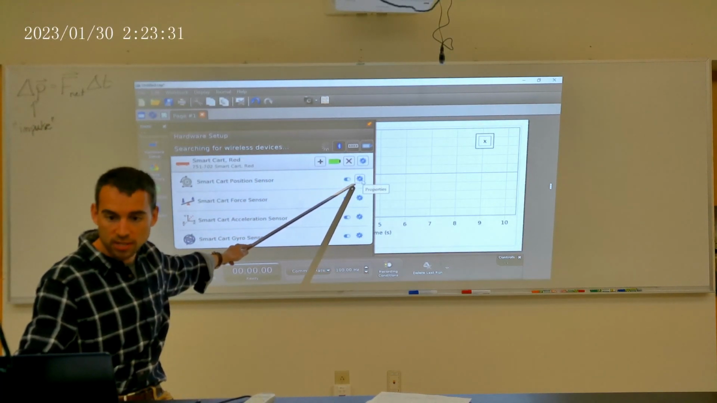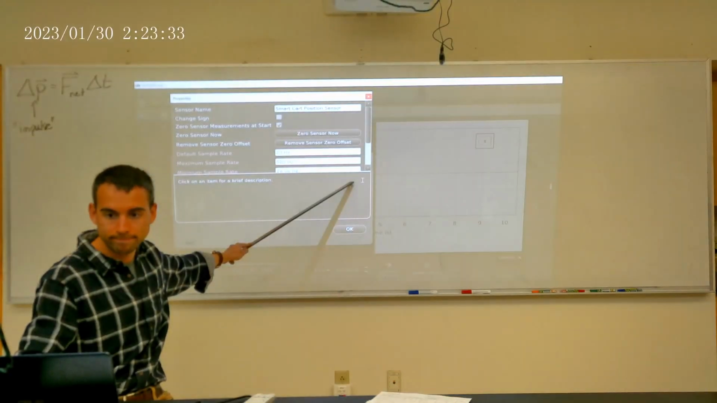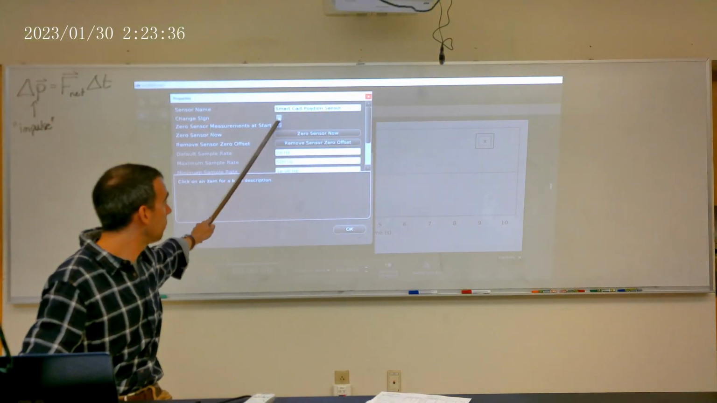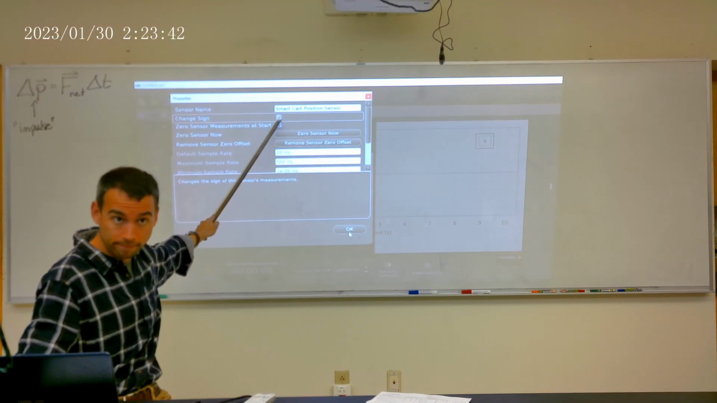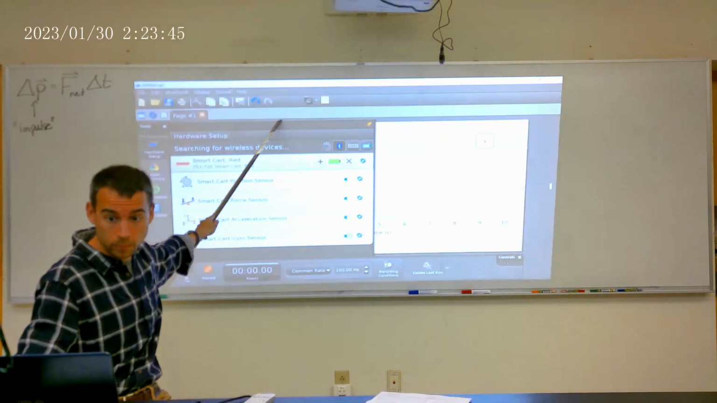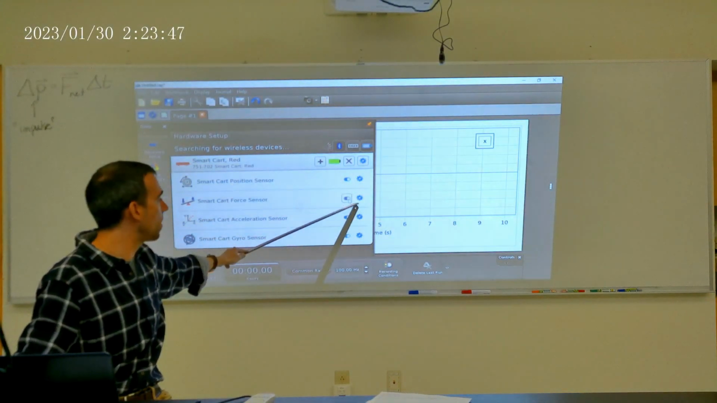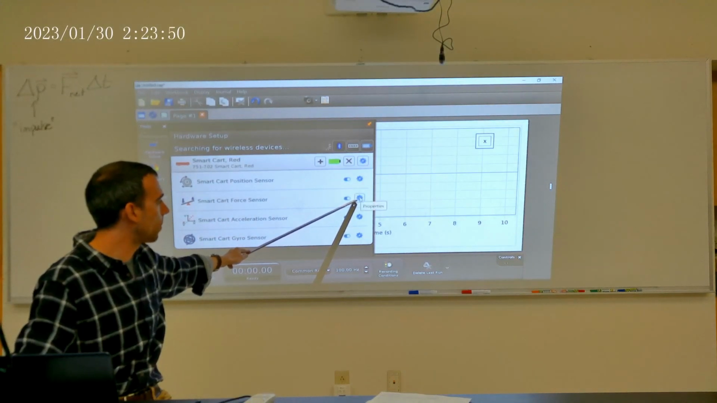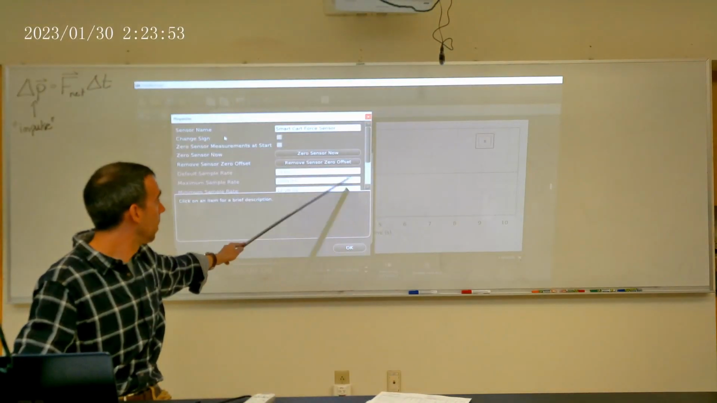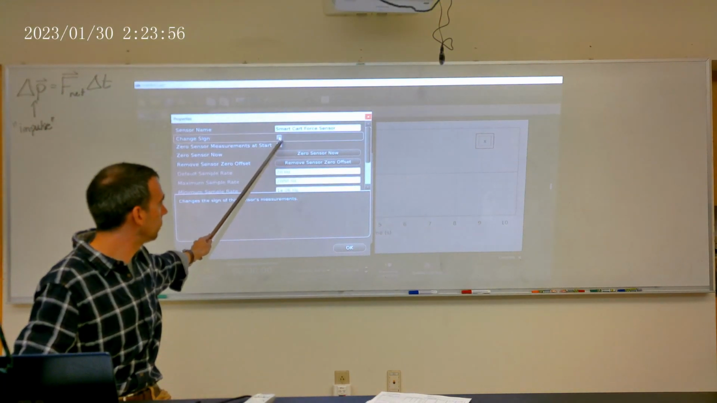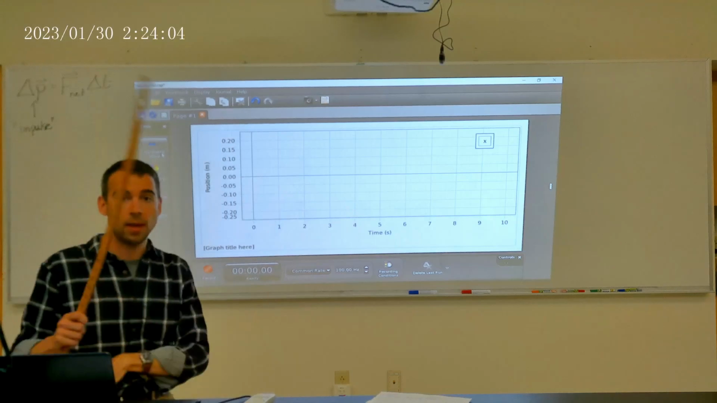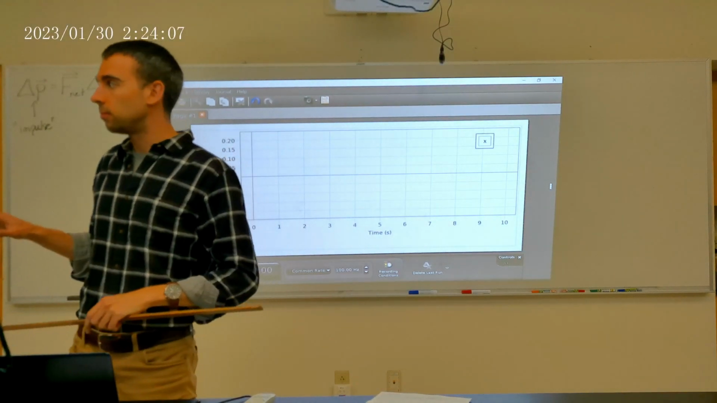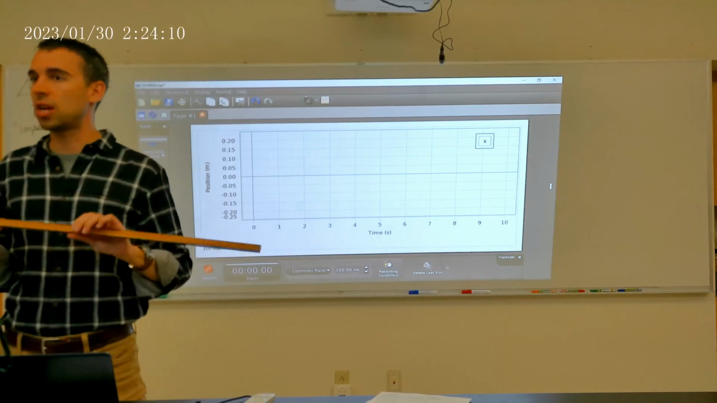So go into your position sensor properties and click change sign. If you had it checked, you are good to hit OK. In the smart car force sensor menu, do the same thing. So go to the properties of the force sensor and hit change sign. And then hit OK. You can close the hardware setup panel. We should now have everything zeroed, everything collecting at a common rate of 100, and the sign changed for both of these.